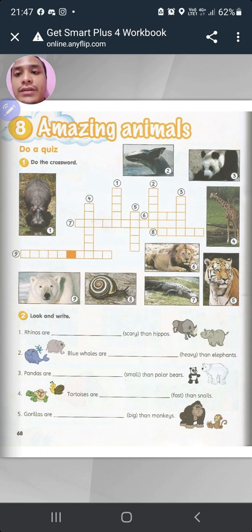Okay, do a quiz. It's a crossword. So how do we going to do this? Simple. Look at the pictures and name the animals. Number 1, what animal is that? Badak. Badak air. That's in Malay. Okay, Google it in English. You will find that badak air in English we call them hippopotamus.